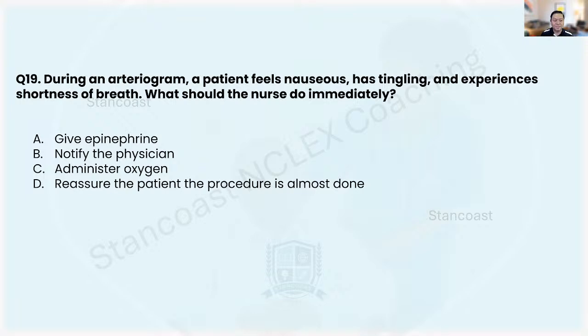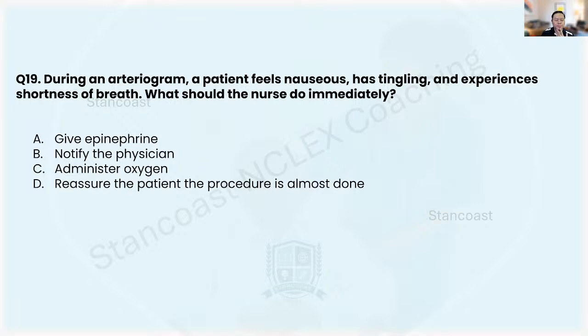Arteriogram. So again, this procedure is going to involve the use of a contrast media in order to facilitate viewing of the obstruction and also the collateral circulation. And of course, it's somewhat high risk. Patient might develop some allergic reaction.